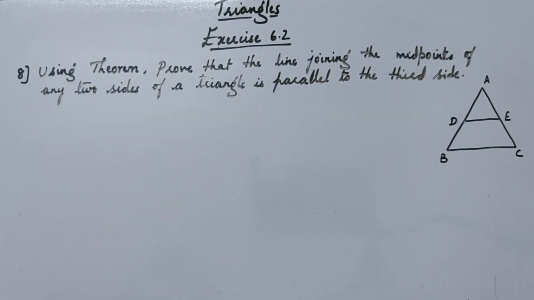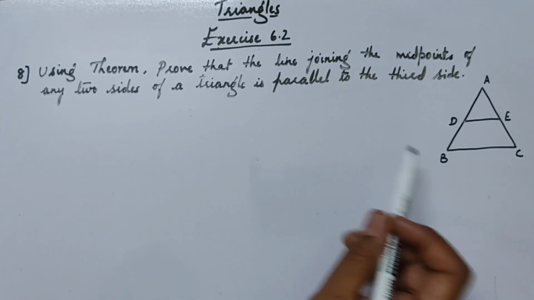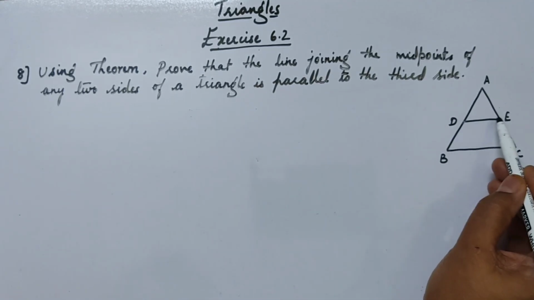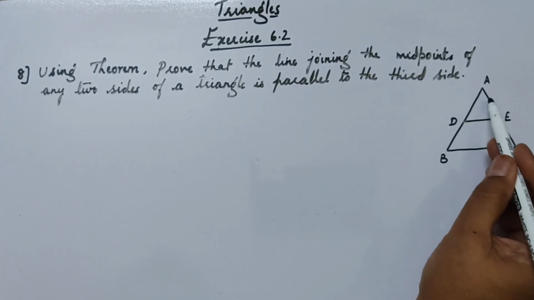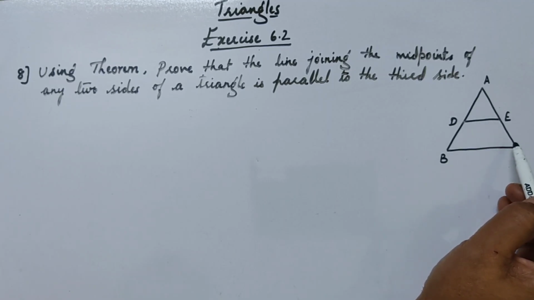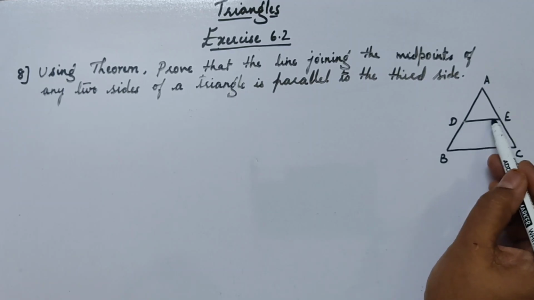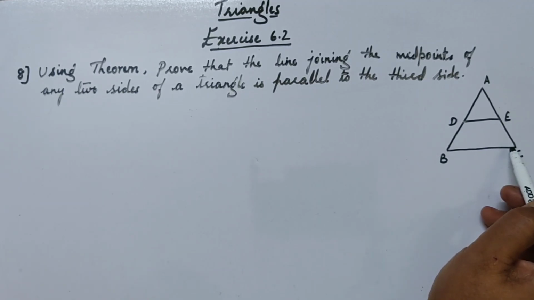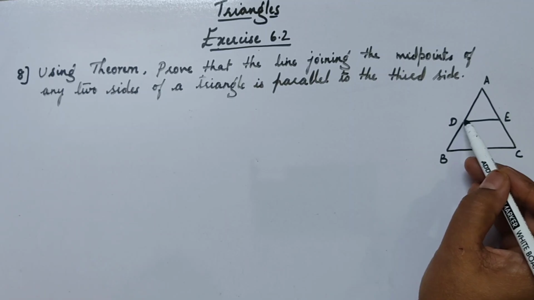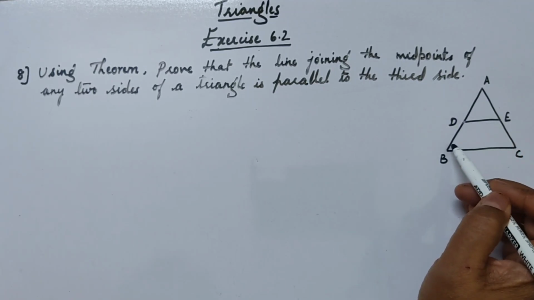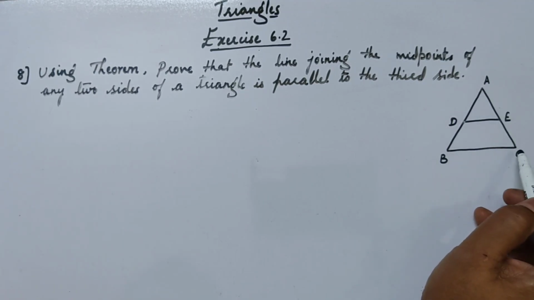Come on, let's solve the next question. Now you can see, using the theorem, we have to prove that the line joining the midpoints, this is the line which is joining the midpoints, that is D and E, of any two sides, I have used the sides AB and AC, is parallel to the third side. We have to prove that this line is parallel to the third side. And what is given? That D is a midpoint lying on the side AB, and E is lying on AC.